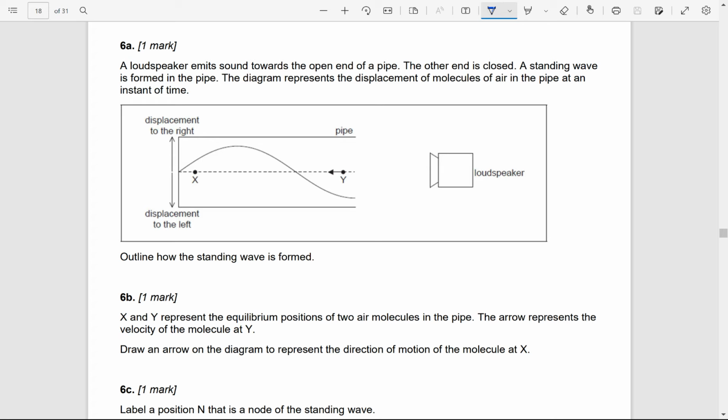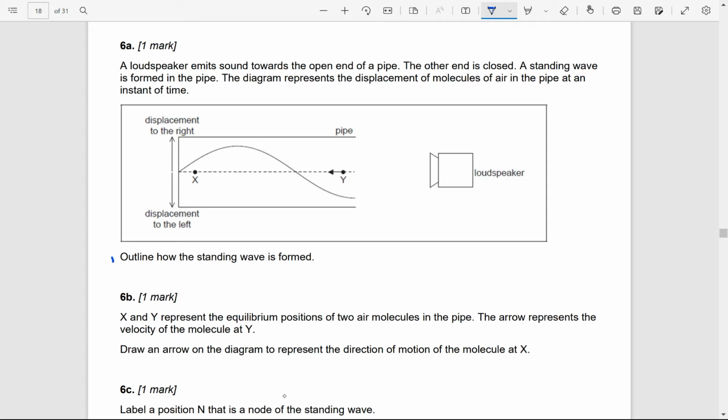Okay, much like question 5, question 6 is about waves as well. This time we have a standing wave in a pipe that has one closed end instead of two closed ends. So we're getting a different shape here.